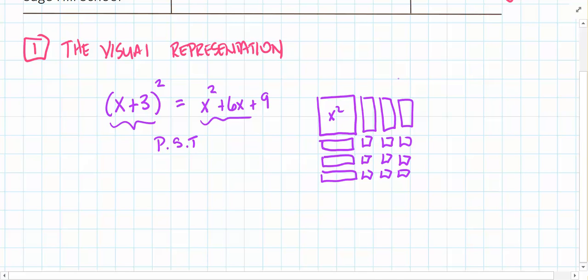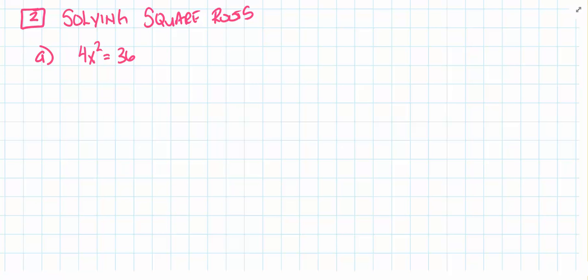Alright, so this is what's called a perfect square trinomial, and this is what we're going to use in order to complete the square and solve quadratics. So to help us learn how to complete the square, we have to get really good at solving square roots. So let's practice a little bit. If I gave you 4x squared equals 36, what would you do first in order to solve for x? Yeah, Nick, what do you got, buddy?